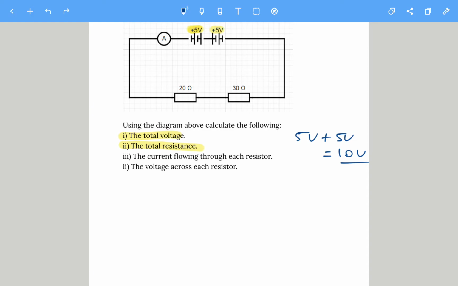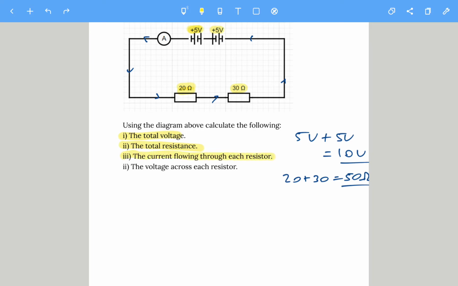So really straightforward, total resistance. This is a series circuit, and a series circuit just means that the current can only flow in one direction, as you can see there. So in a series circuit, to get the total resistance, you simply add up the resistances. So we've got 2 to add up. We've got a 20 ohm resistor and a 30 ohm resistor. So obviously 20 ohms plus 30 ohms will give us a grand total of 50 ohms. Alright, let's look at the next one.